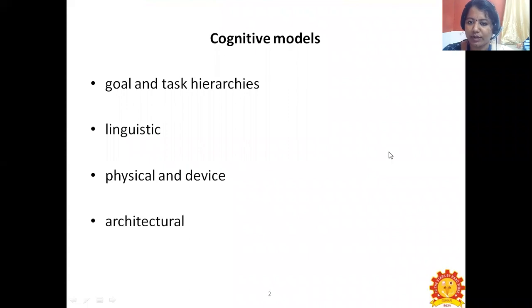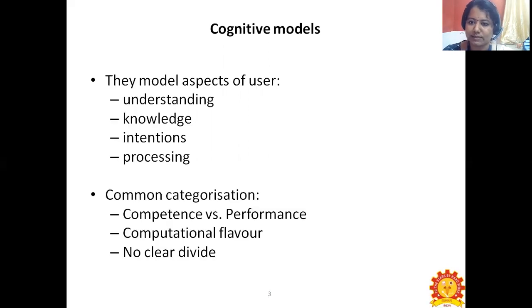Under cognitive models, we are going to see the goal and task hierarchies, linguistic notations, physical and device, and at last the architectural design. First, we are going to see about the cognitive models. Under the cognitive models, there are the model aspects of the user and the common categorization. Under the model aspects of user, we'll be having the understanding, knowledge, intentions, and processing. Under the categorization, we are going to see about the competence versus the performance, the computational flavor, and no clear divide. So these are the common categorizations which come under the cognitive models.